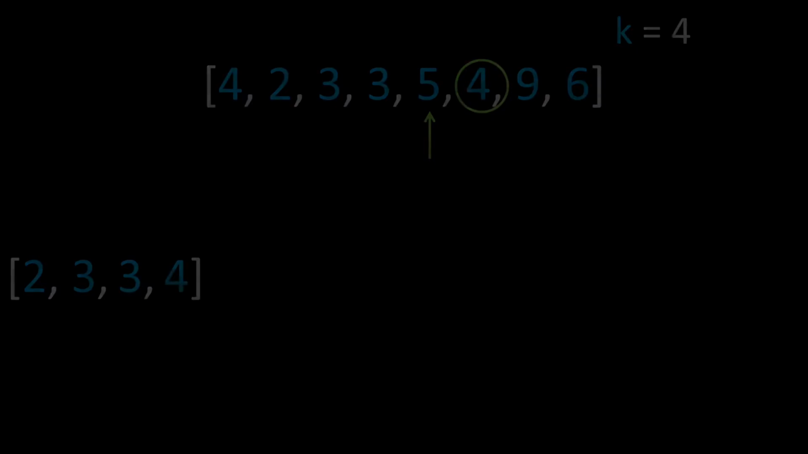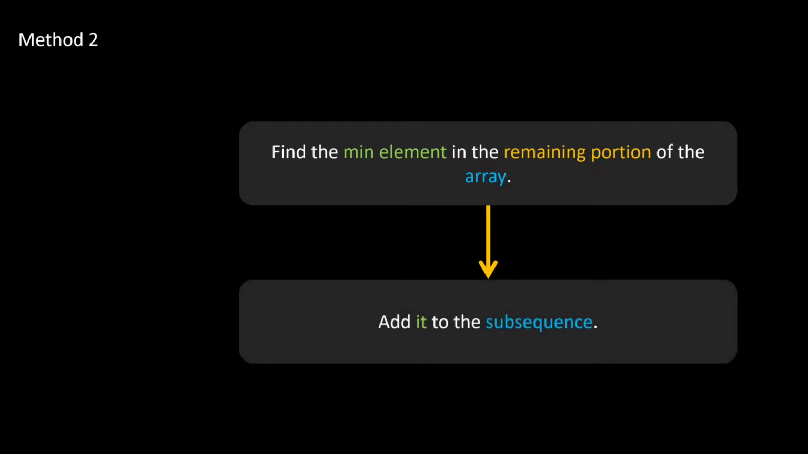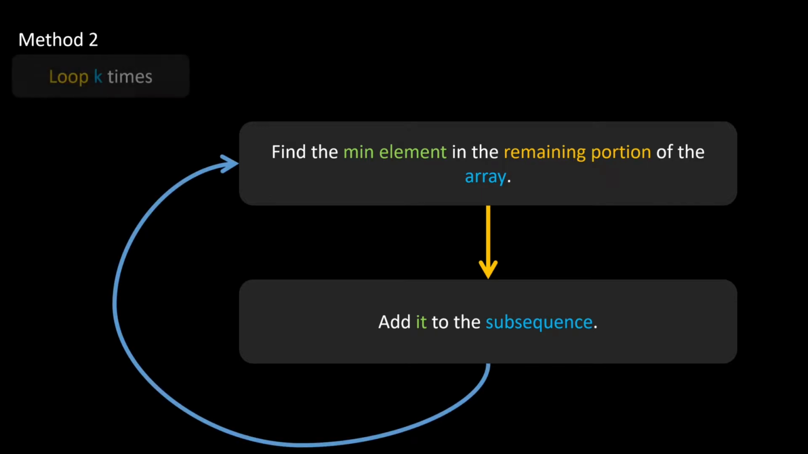So that seems straightforward enough. We find the minimum element in the array that lies after the last element we picked. We add that element to the subsequence. We do this procedure k times. That's good. But as it turns out, right now this method has a really big flaw.